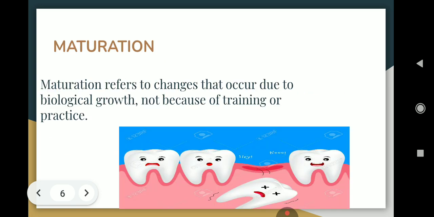Okay, now let's see what is maturation. I told you it refers to the changes that occur due to biological growth, not because of training or practice. And I gave you this example in the previous slide: falling of the milk teeth and eruption of the permanent teeth.